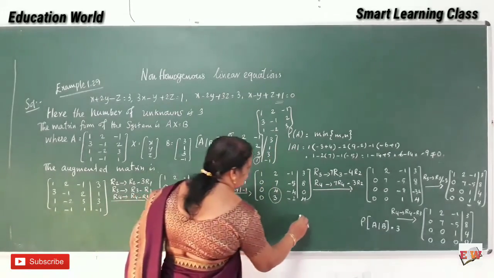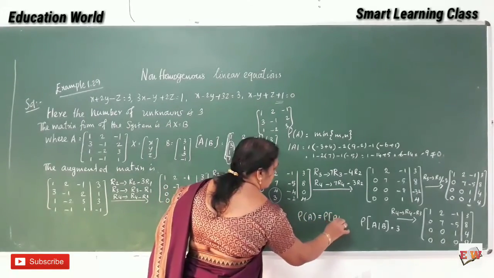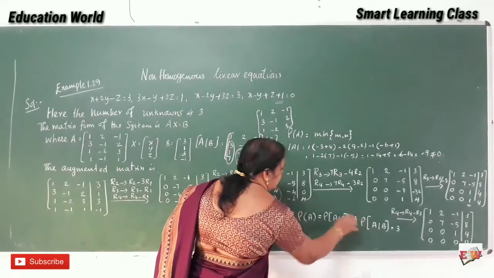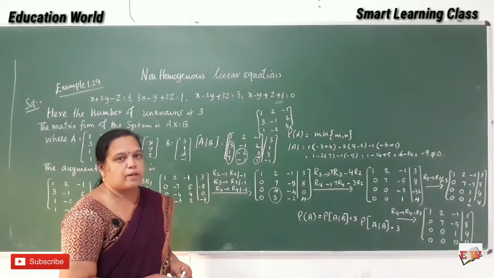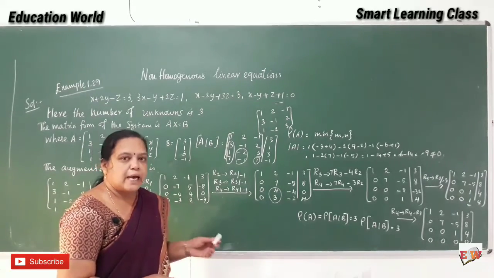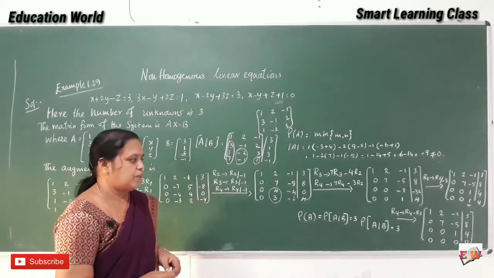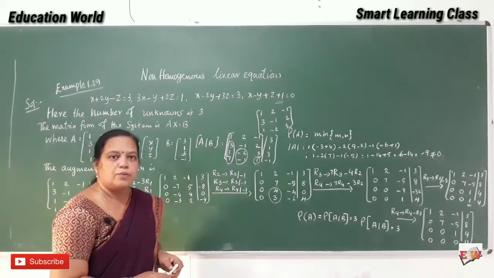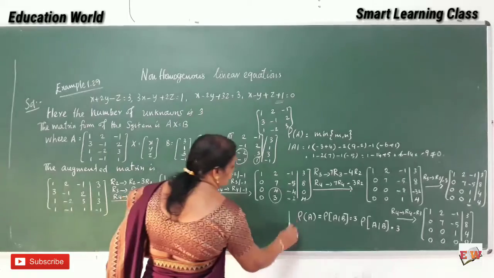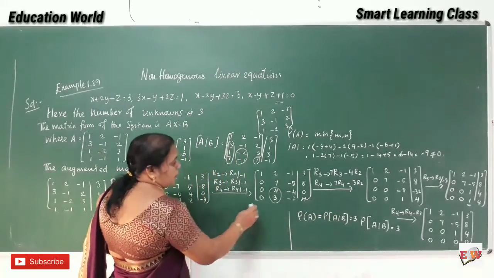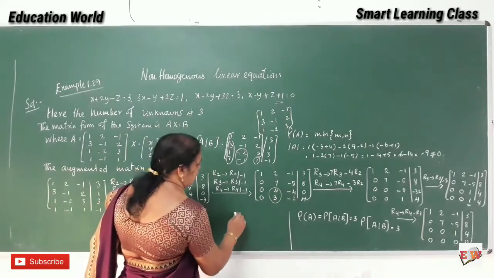Here rho of A is equal to rho of the augmented matrix, which is equal to 3. These two ranks are equal, so it is consistent and it has a unique solution. Then we have to find the unique solution. I am going to write the system of linear equations from the row echelon form.